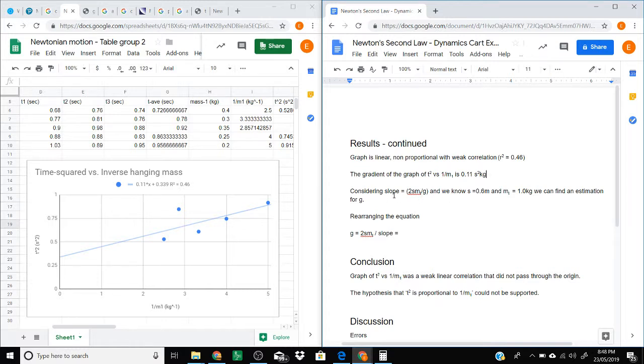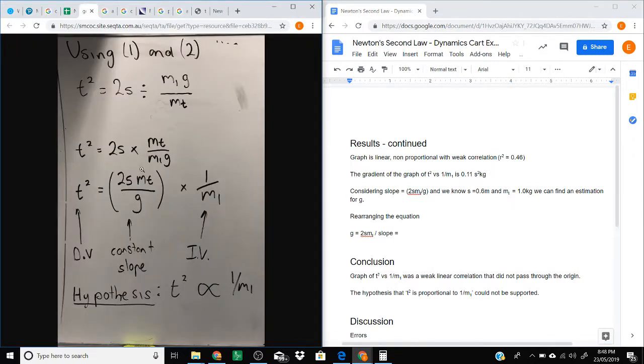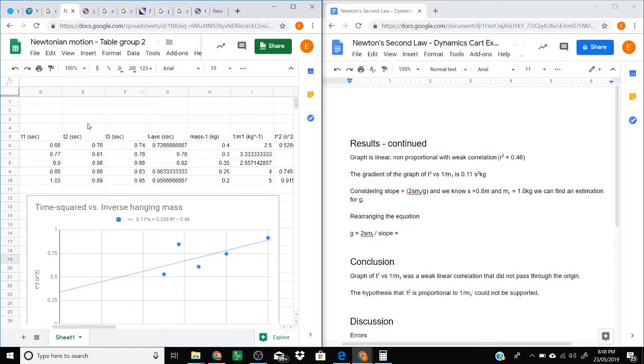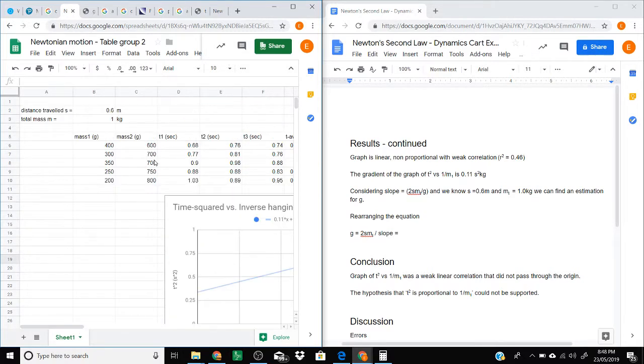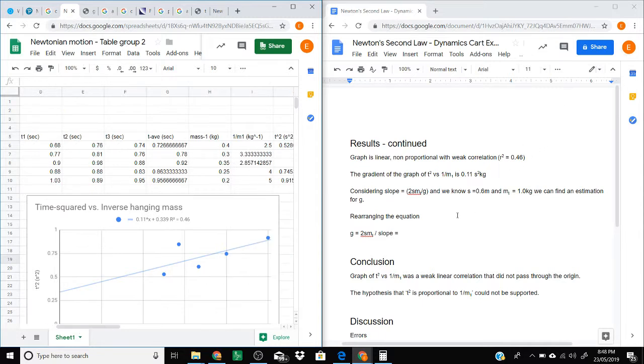Okay. Considering the slope from this, even though we didn't get proportionality, we might actually still be able to use this to determine g. Now we know what s is. We know what mt is, the total mass. In the case of this experiment, I think I wrote it down somewhere. Yes, distance traveled was 0.6 meters and total mass was 1 kilogram. I think I wrote that down, so that's fine.